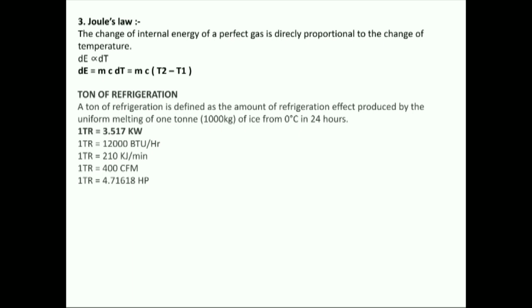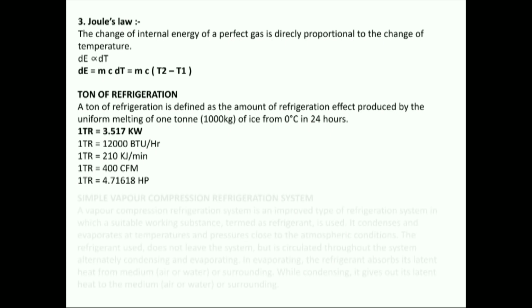Ton of refrigeration. A ton of refrigeration is defined as the amount of refrigeration effect produced by the uniform melting of 1 ton, 1,000 kilograms of ice from 0 degrees Celsius in 24 hours. 1 TR equals 3.517 kilowatt. 1 TR equals 12,000 BTU/hour. 1 TR equals 210 kJ/min. 1 TR equals 400 CFM. 1 TR equals 4.71618 HP.